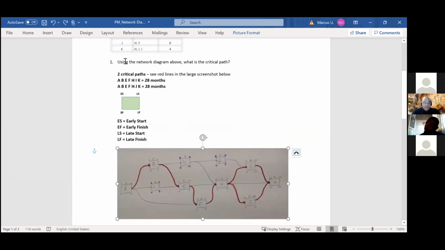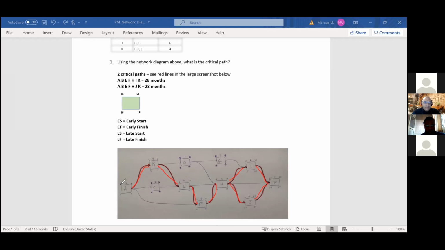Question 1, using the network diagram above, what is your critical path? Okay, so there's 2 critical paths here, right? You can see the red lines in the large screenshot. So let me just try that. This line here, all these are your critical paths. And you'll see there's 2 diverging paths here, and they come together. And there's a reason why these are like this. How do you know your critical path?